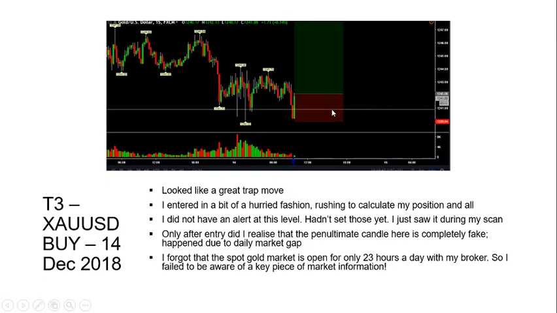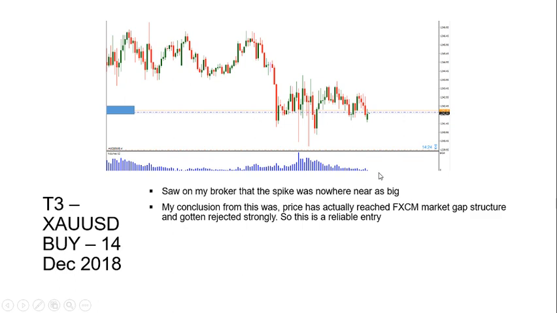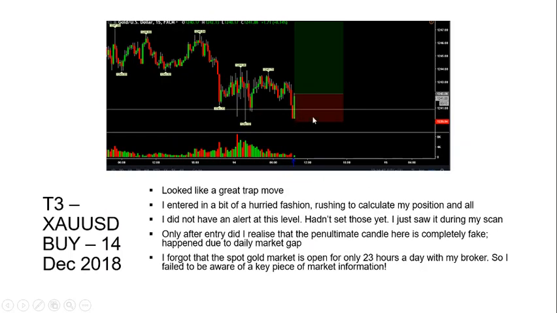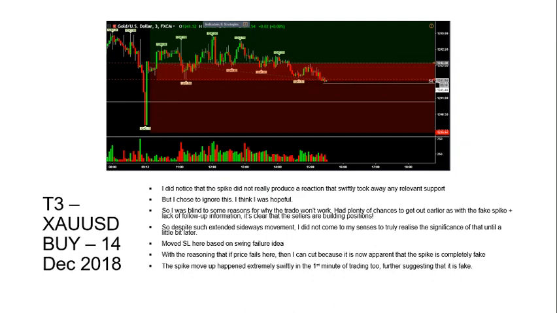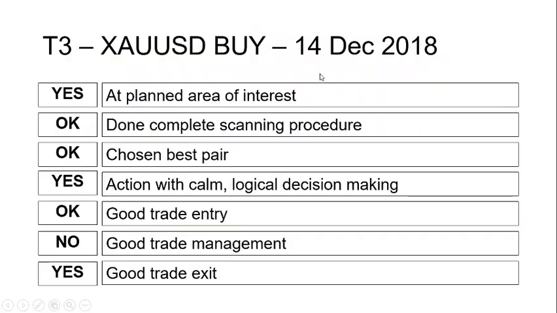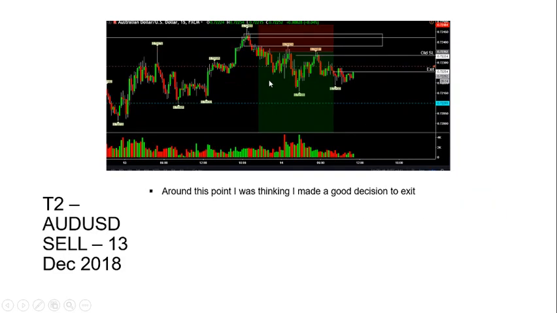So I saw on my broker that the spike was nowhere near as big, right? And my conclusion from this was prices actually reached this FXCM market cap structure and gotten rejected strongly. So even on this, I thought, okay, prices actually sort of reacted from this area. So I thought this was still a reliable entry. Now I did notice that the spike did not really produce a reaction that swiftly took away any relevant support. This is a different thing to this kind of trade where price did not swiftly take away any key support, but neither did it actually react.